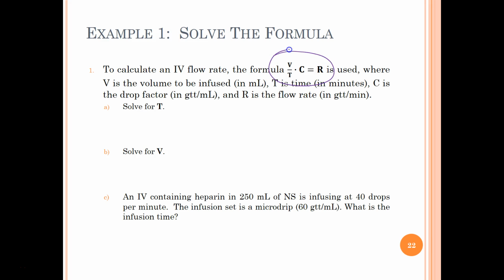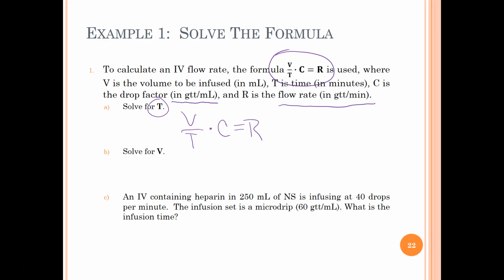So something we've discussed in class is IV flow rates. In fact, we've gotten some practice with this not too long ago. Well, to calculate an IV flow rate, we take infusion volume divided by time, and we multiply by the drop factor. And that drop factor comes right from our IV tubing set, and it is expressed always in terms of drops per milliliter. R, what we're trying to solve for here, given this original equation, is our flow rate in terms of drops per minute. So now let's take this formula, V over T times C equals R, and let's look at part A. We want to solve for T, which just simply means we want to get T by itself on one side of the equation.